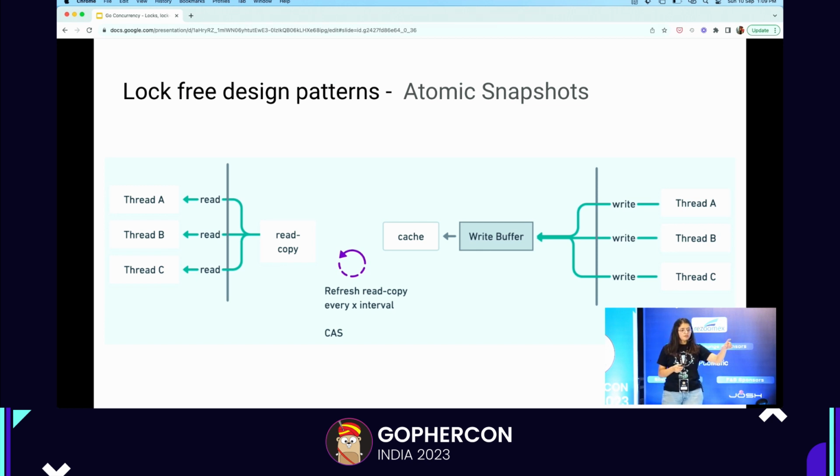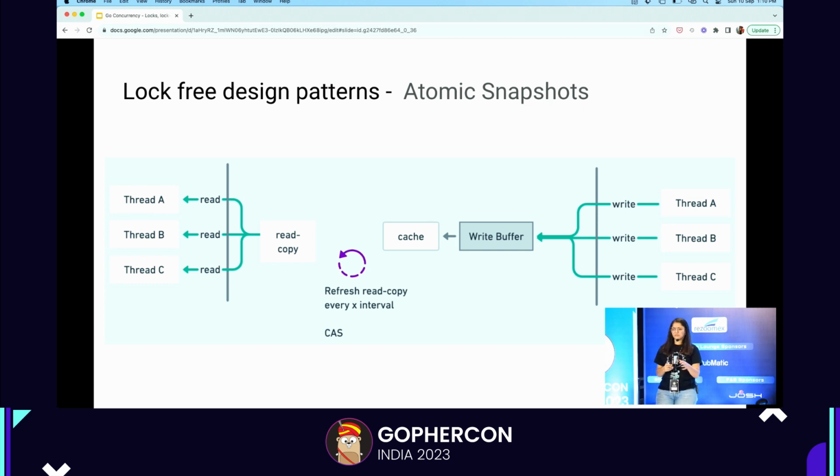If you see on the left, I have shown what is happening on the read side: you have a read copy, and all the threads, without any lock, are reading from the read copy. On the right, all the writes are being written to a buffer, so there is a single writer. This is a classic pattern, which is why I have mentioned that buffer as well. You keep on writing to the cache, and in between there is a process which keeps on creating a copy and swaps your read copy.